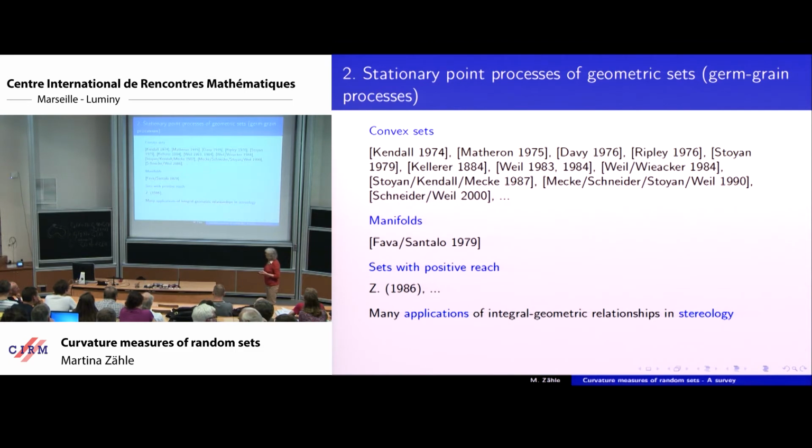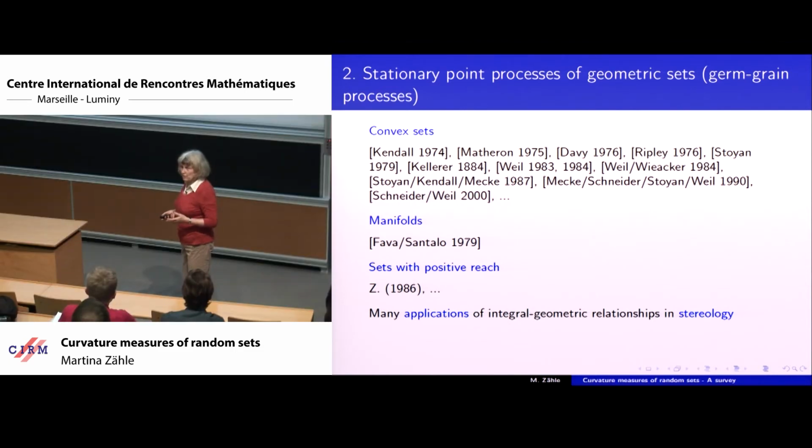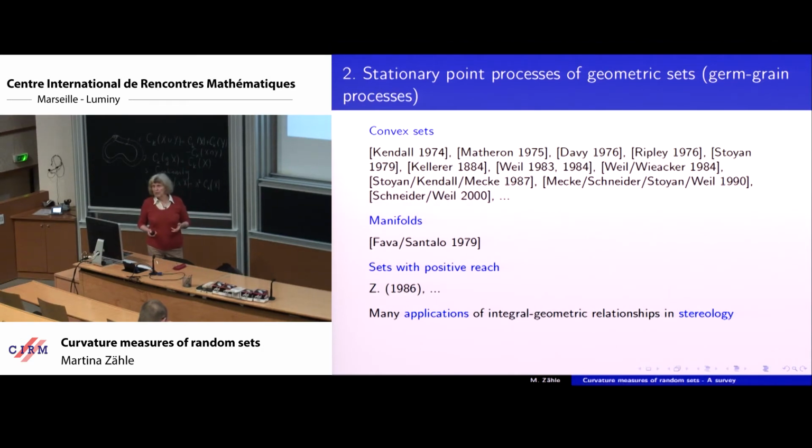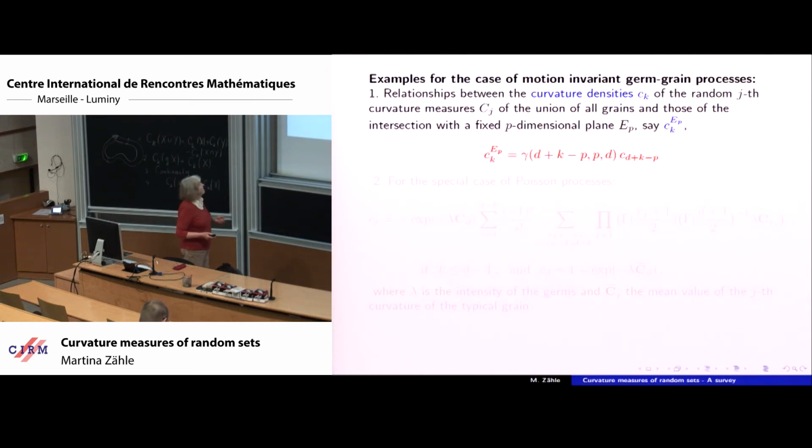And there is an earlier paper of Favard and Santaló. They considered point processes of many submanifolds, and they applied this to submanifolds in the smooth setting. And for sets with positive reach, I had a paper in 1986. This was a start for applying sets of positive reach to stochastic geometry. And you know, one has many applications in, for instance, stereology, mainly in the sense of kinematic formulas, or in the sense of more general integral geometric formulas. And I would like to mention a few examples.